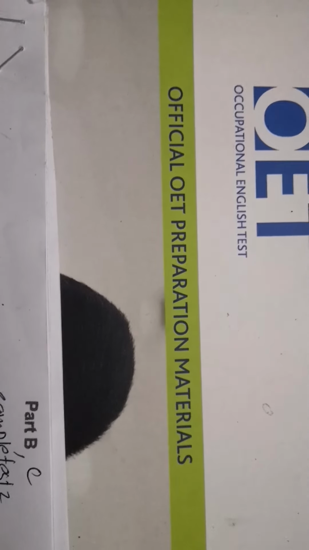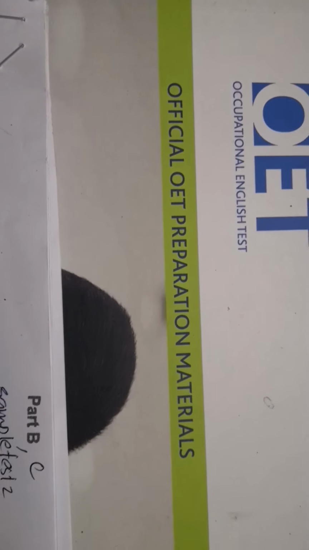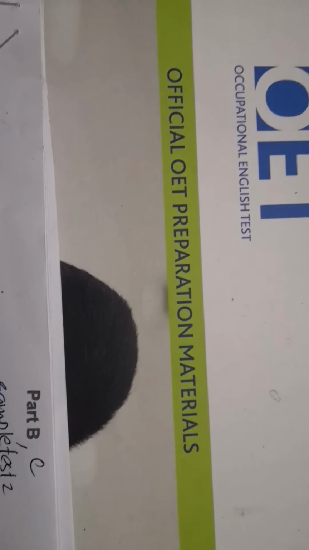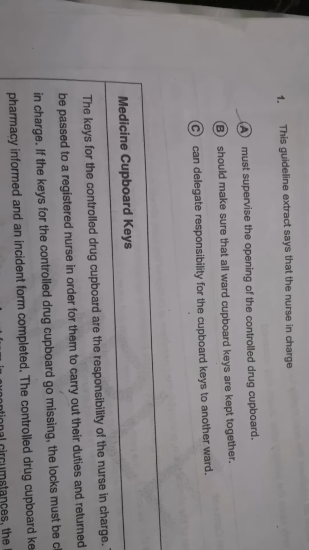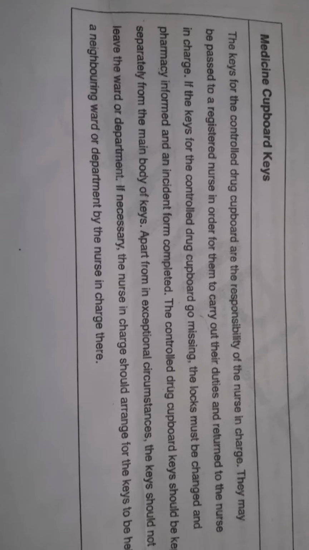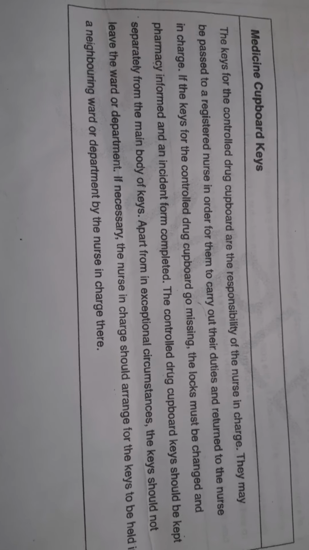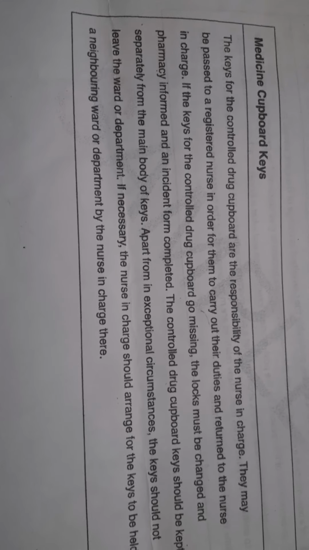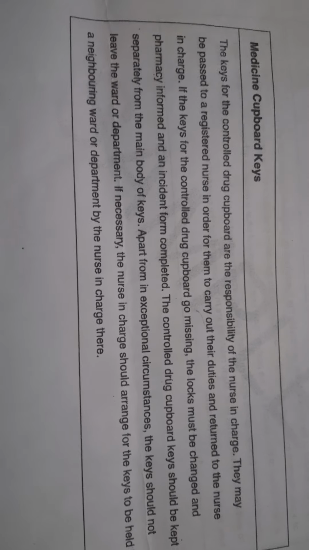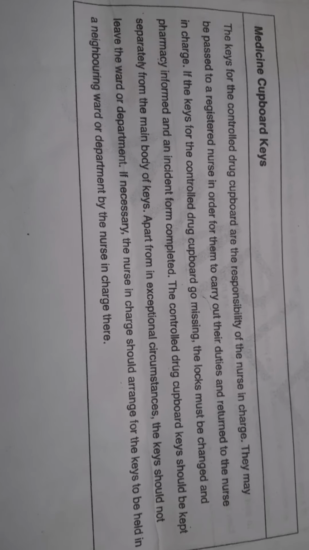Now I am going to tell you how to do part B. I'll show you one question. When you get part B, you should not read the question and answer options in the beginning. You just read the text. When you read the text, you can underline the keywords. Here the heading is given: medicine cupboard keys. So they are talking about cupboard keys.